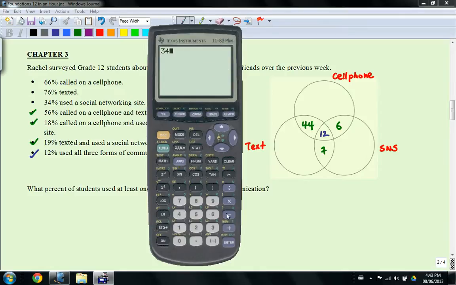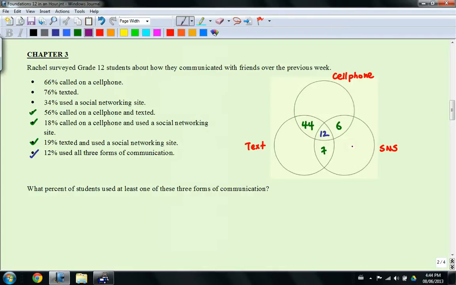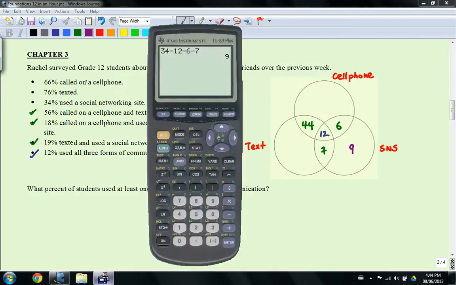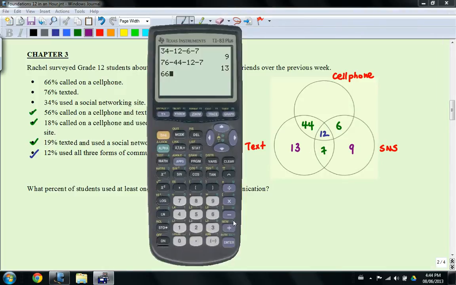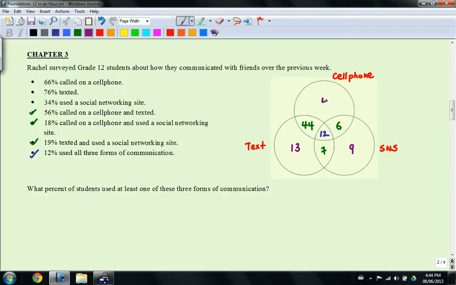So 34 minus 12 minus 6 minus 7, it's going to be 9%. 76% text, and then minus the 44, minus the 12, minus the 7 is going to be 13. And finally, 66% of people on the cell phone, minus the 44, minus the 12, minus the 6. And that's going to be 4.